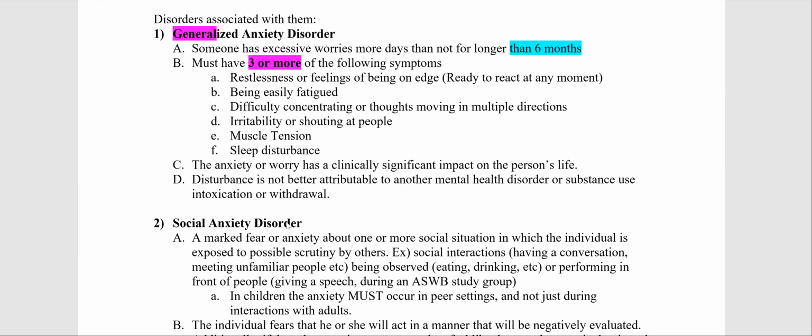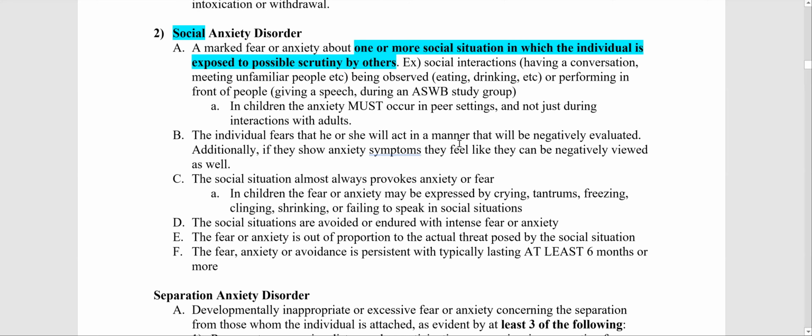The next anxiety disorder we'll go over is social anxiety disorder. And the key emphasis is on social. So any social situation this person is going to be in could create anxiety. So it's a marked fear or anxiety about one or more social situations in which the individual is exposed to possible scrutiny by others. So again, key emphasis on social. So anything related to social situations where scrutiny could be present.